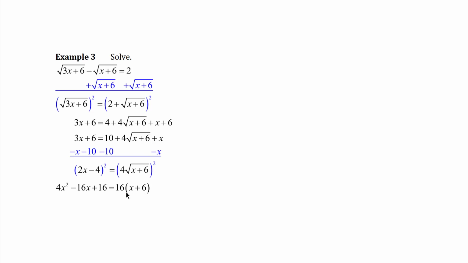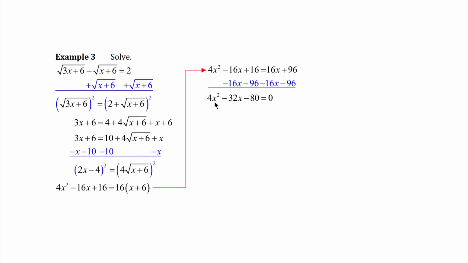Next, we distribute the 16 inside the parentheses to the x plus 6. We get 16x plus 96, and then we bring down all the other terms. So we have 4x squared minus 16x plus 16 equals 16x plus 96. From here, we need to set the equation equal to 0, so we subtract 16x from both sides and subtract 96 from both sides. The result is 4x squared minus 32x minus 80 equals 0.